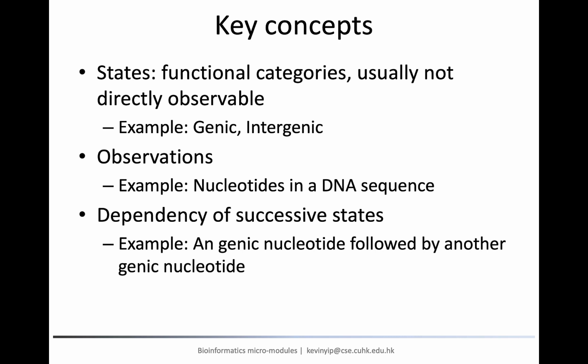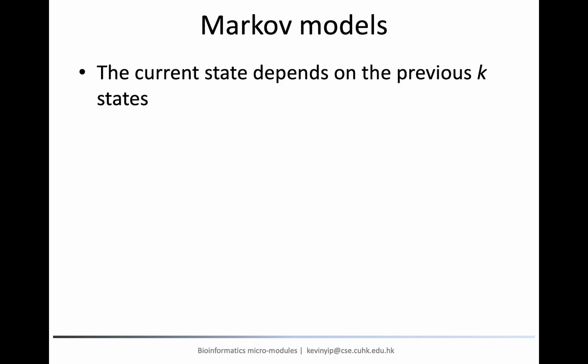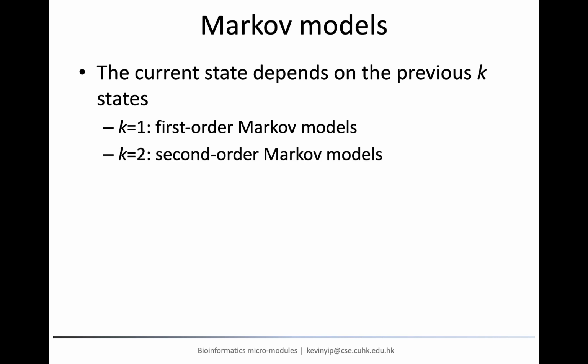We can make this dependency assumption formal by using a Markov model, named after the Russian mathematician Andrei Markov. In a Markov model, the current state depends on the previous k states, where k is a parameter that determines the extent of dependency. If k equals 1, we call the model a first-order Markov model. If k equals 2, we call it a second-order Markov model, and so on.